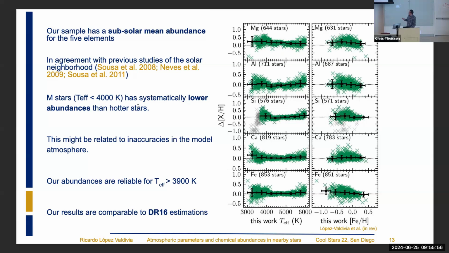We think that it could be a problem in the model atmosphere, but we are still working on that. And here in this plot, I am showing the comparison. This is a delta abundance. It's a difference between the APOGEE abundances and ours, as a function of the temperature and the metallicity determination. And you see basically in all the elements that the differences are around zero. The green crosses are the data, and the black crosses are the median difference in bins of temperature.